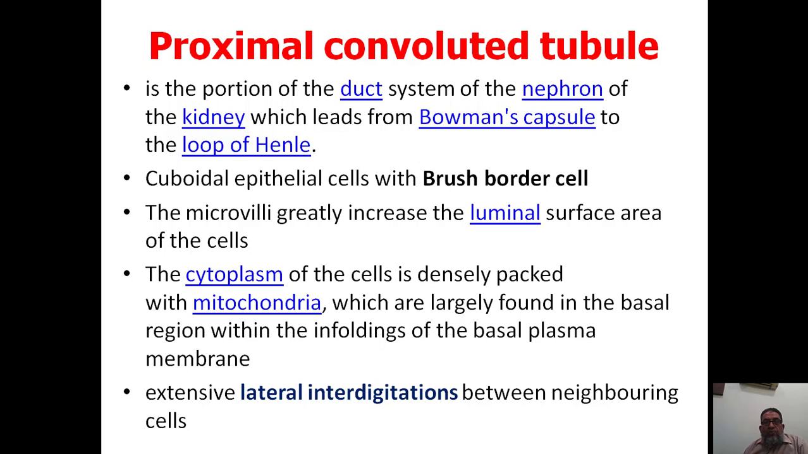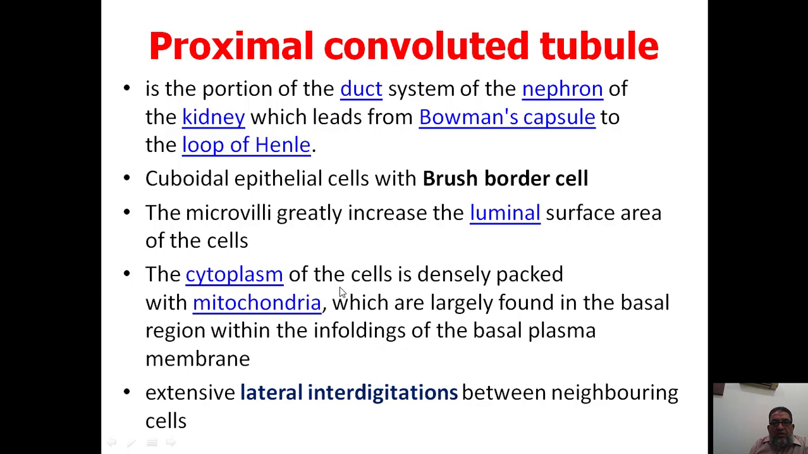Now what is the proximal convoluted tubule? It is the portion of the duct system of a nephron which leads from the Bowman capsule to the loop of Henle. The lining is cuboidal epithelium with a brush border. The microvilli greatly increase the lumen surface area of the cell.